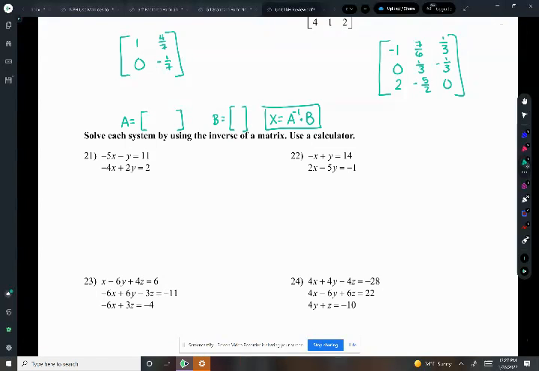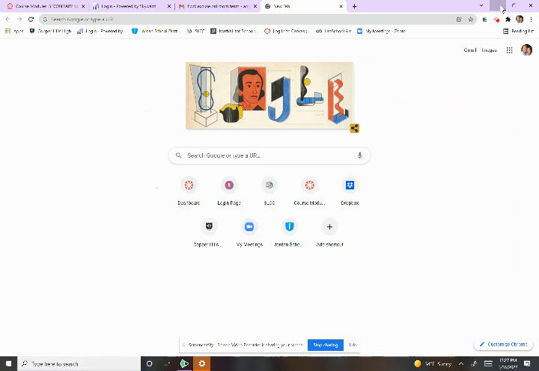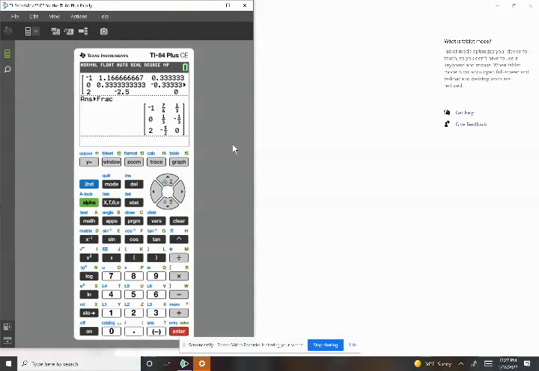Okay, like I was saying before, we're gonna write our matrix in. We're gonna put our solution matrix in for matrix B, and then we're gonna multiply them together. Now the calculator's not there. Oh, yeah, there it is.